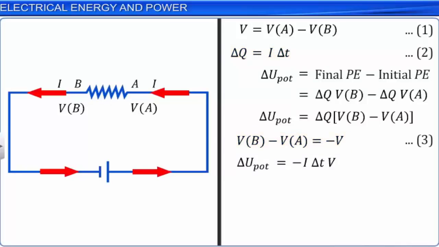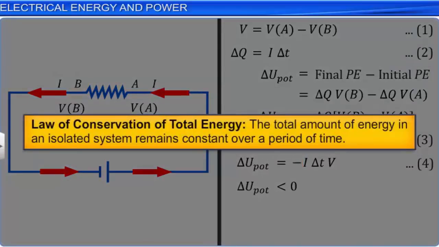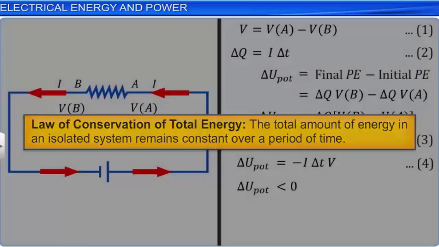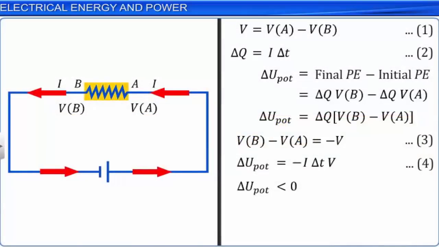Since the value of delta U potential is negative, it is less than 0. The law of conservation of total energy states that the total amount of energy in an isolated system remains constant over a period of time. Applying the law of conservation of total energy between points A and B, since the potential energy of the charge is decreasing, its kinetic energy must increase.